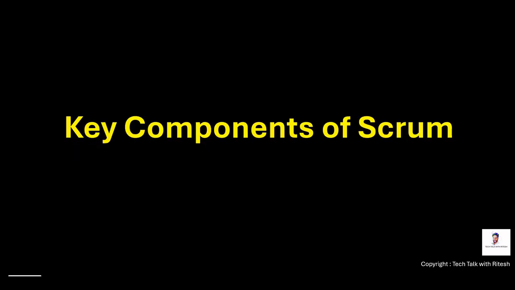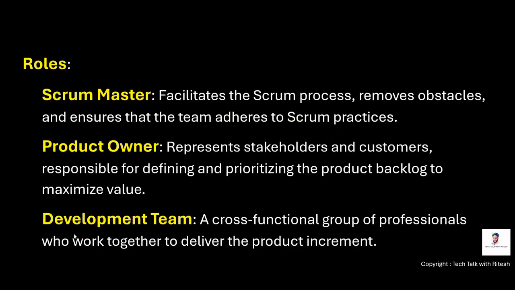Right? Now let's see the key components of Scrum. So first one is roles of the team members. We have Scrum Master, Product Owner, and Development Team. These are the main roles. A Scrum Master facilitates the Scrum processes, removes obstacles, and ensures that the team adheres to Scrum practices.